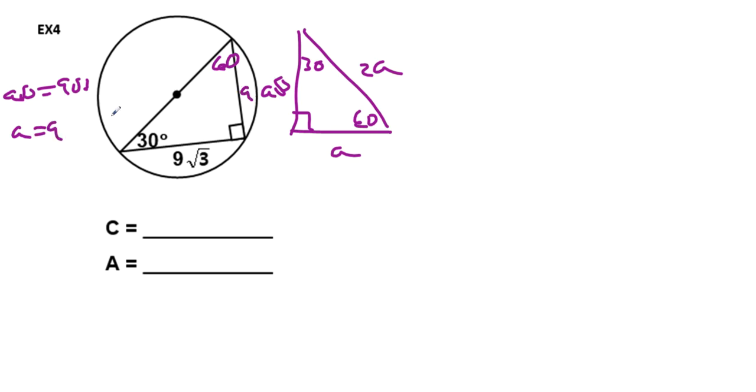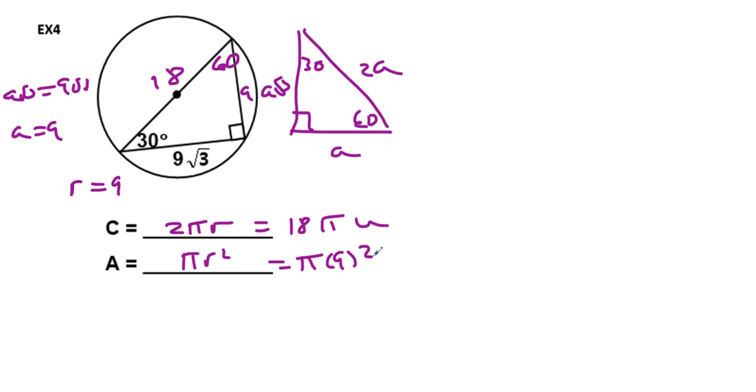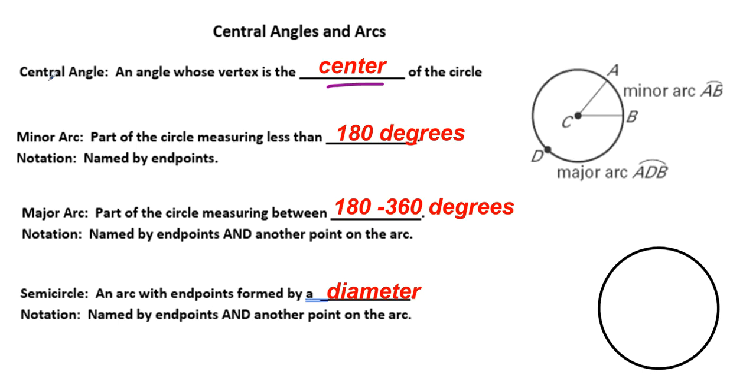And this thing is 2a, so that's going to be 18. So your diameter is 18, your r is 9. So in goes 2 pi r, which is equal to 18 pi units. Okay? Pi r squared, you put in that, pi times 9 squared is just 81 pi units squared. That's it. Okay, moving on.